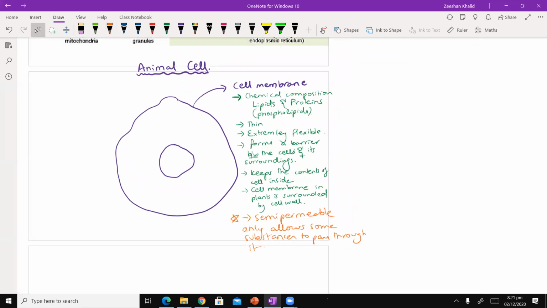Okay. Now, the next important thing is, of course, none other than the nucleus itself. So that thingy in the middle is the nucleus. What exactly do we need to know about the nucleus? Let me make points for that also. For the nucleus, we need to know that it controls all of the metabolic activities of the cell. Let's put it this way, it controls all metabolic reactions inside the cell.